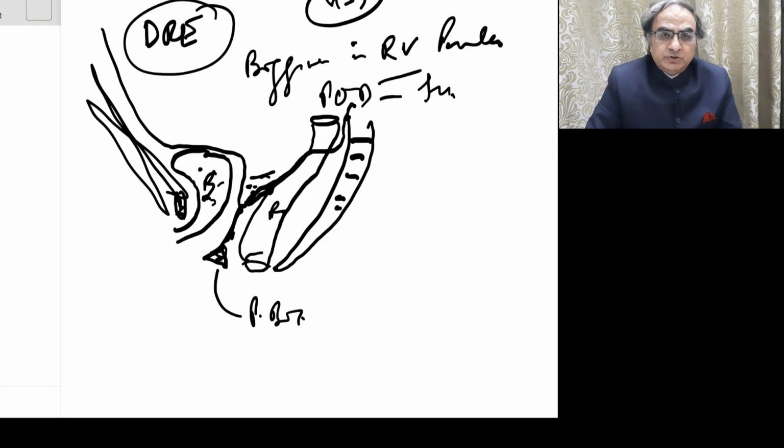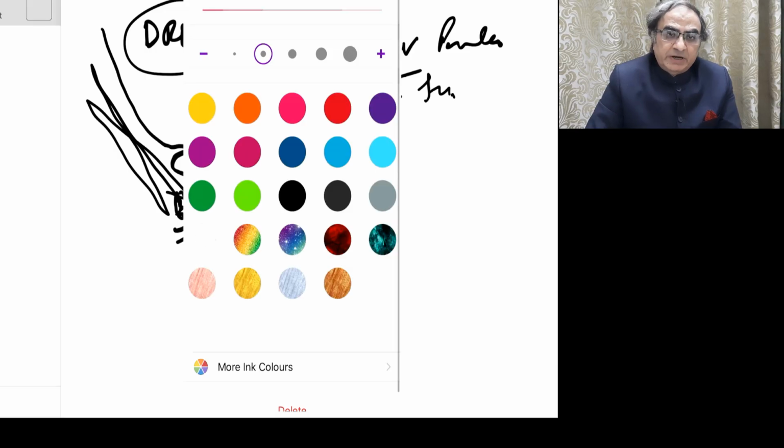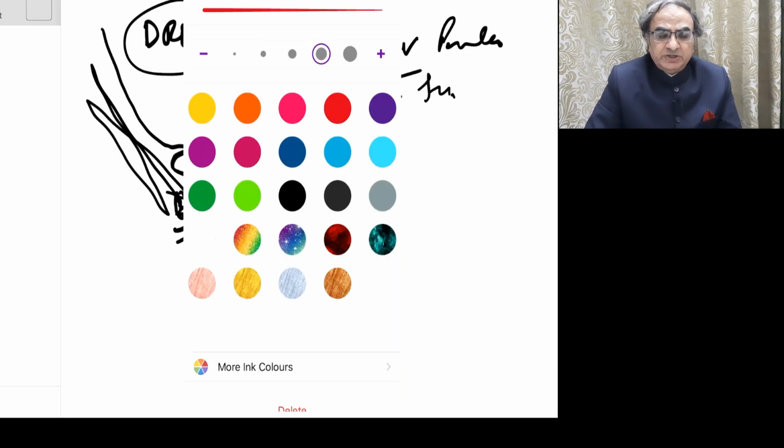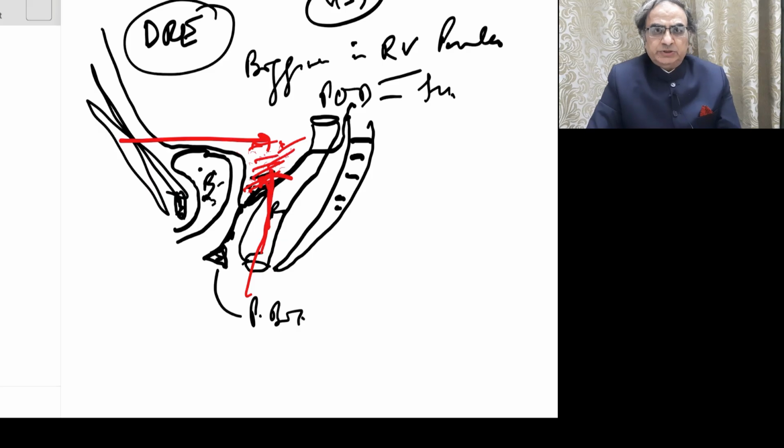The collection is here. If I can get a red color to show that. The collection is all here. So when you do a DRE, you can feel it. So you can do an ultrasound aspiration, or you can drain through the rectum. We have done it in the past. And this would be the prostate here in a male. Now you can drain it through this route.